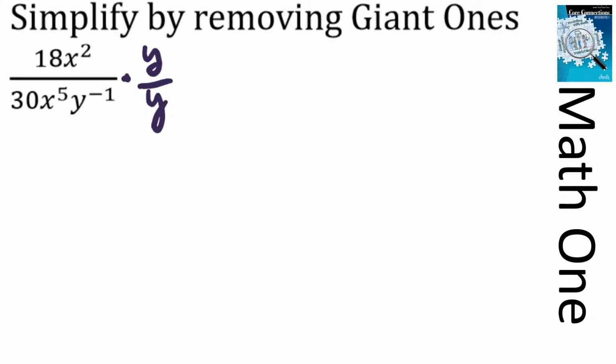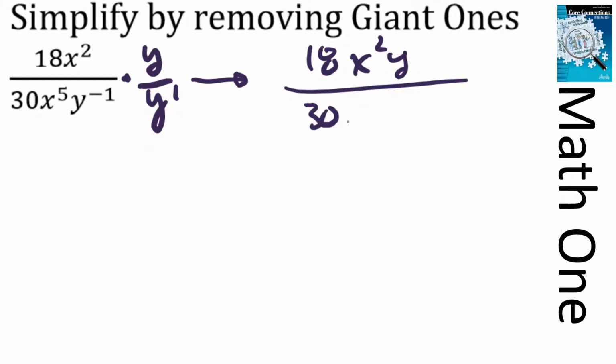So it's not just a matter of removing the giant one, but I can use a new giant one to fix things. If I take a look at this, my denominator now has a y to the first power times a y to the negative 1 power. Those two together equal just a factor of 1. So by thinking about the giant 1 this way, it's a convenient way of dealing with negative exponents, because now I don't have a negative exponent in my denominator. What I have is 18x squared y all over 30, and then x to the fifth, and then just times the number 1.